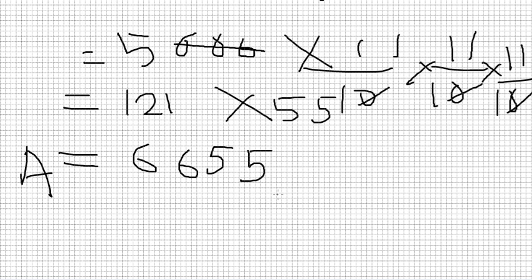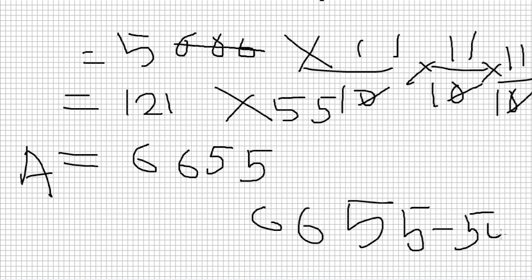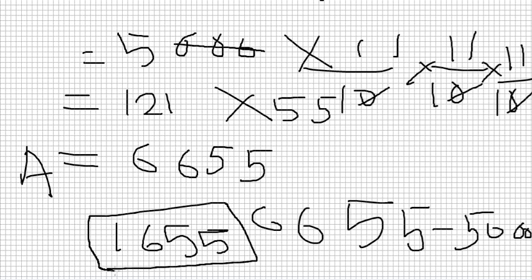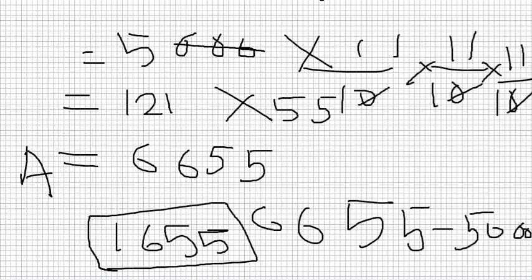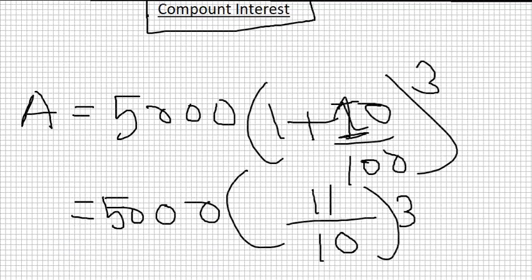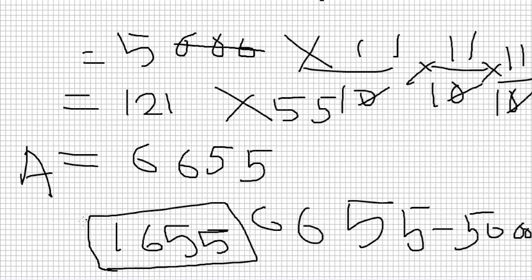So what is the compound interest? So 6655 minus 5,000. So the answer is 1655. So this is the compound interest. So this answer will come. This is the process of compound interest. Compound interest is a very simple topic. If you understand, you can do any type of sums. So this is for compound interest.